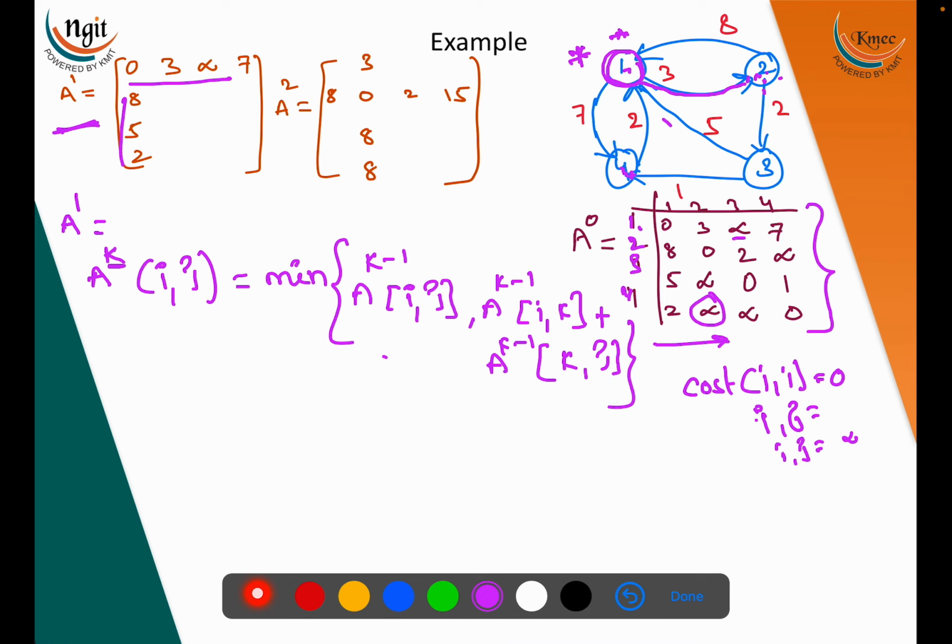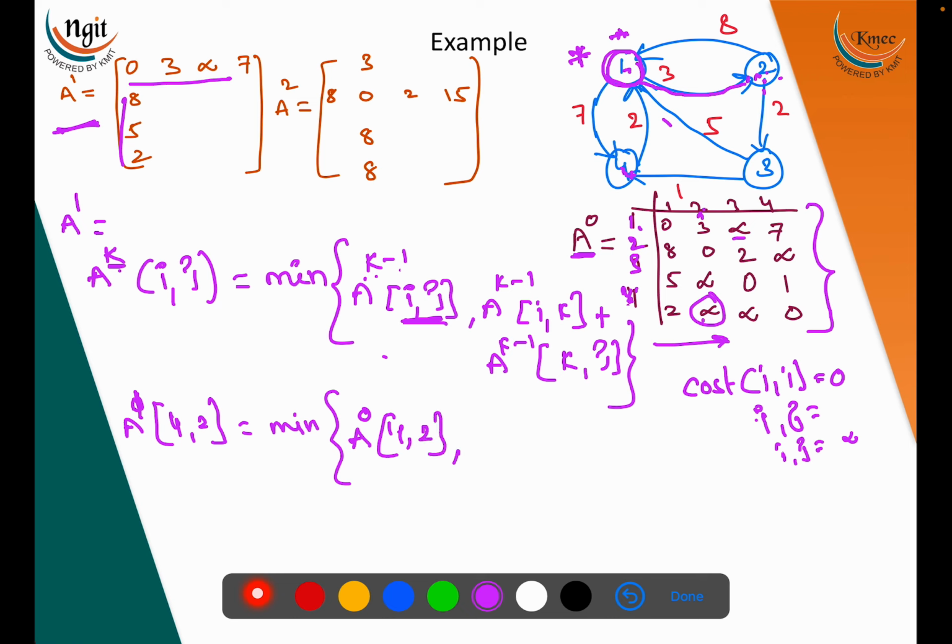Now I'll make this simple with an example. I want to find out the cost of 4 comma 2. The k value I have taken is 1. The value I want to take is 4 comma 2. So minimum of A of k minus 1 means 1 minus 1, which is 0. That means from this matrix, A naught i comma j, where i comma j is 4 comma 2.